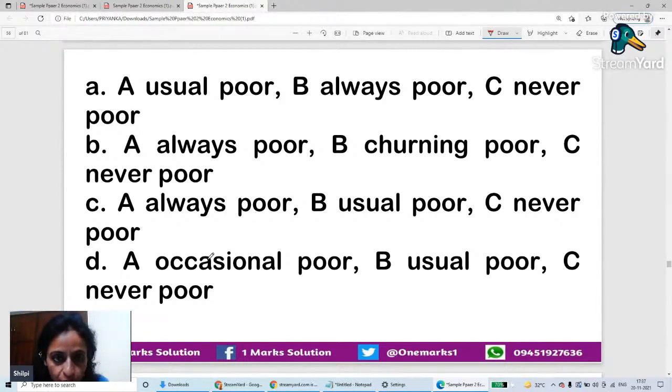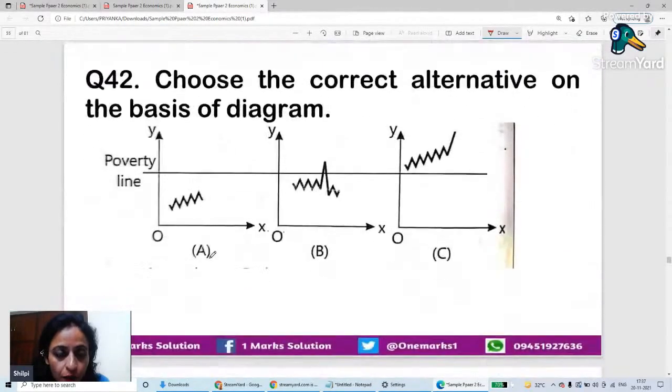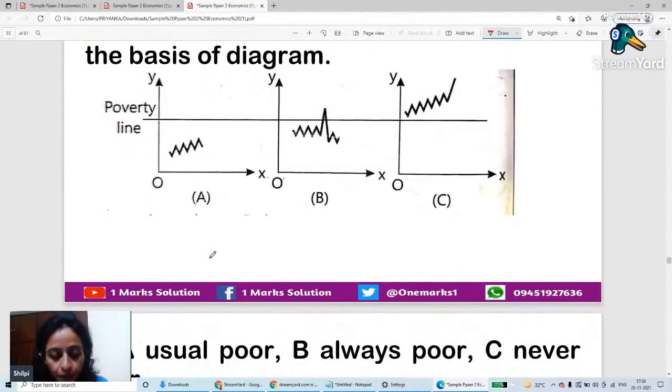Ma'am, just please show the diagram again. If you can observe, figure A is showing us always poor because they are never crossing the poverty line. Figure B is usually poor because once they were able to cross this, and in the third option, they are never poor. So option C is the correct one.